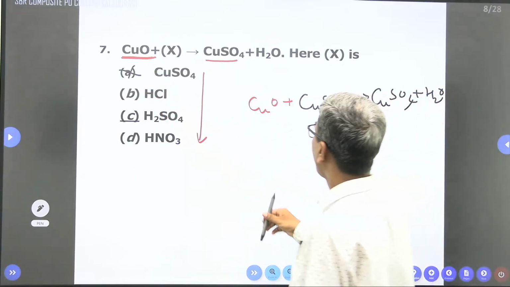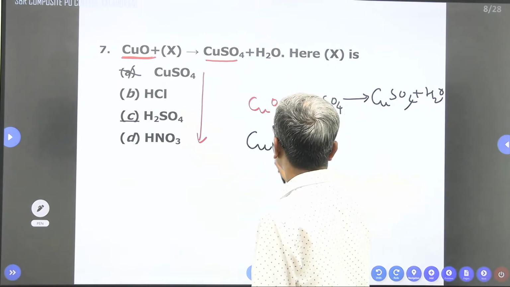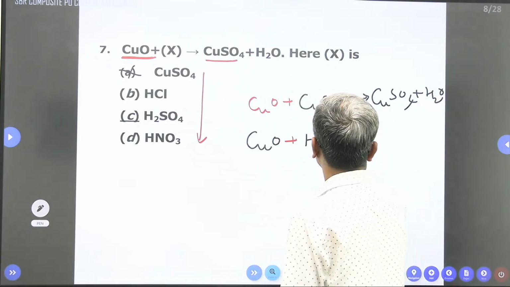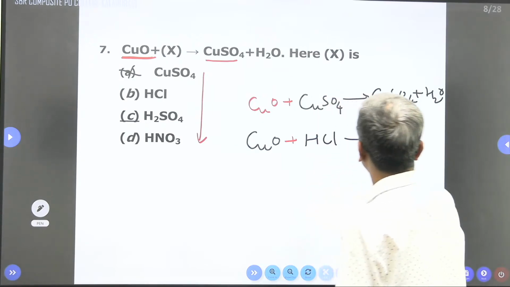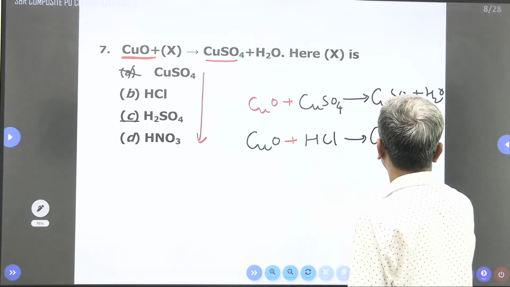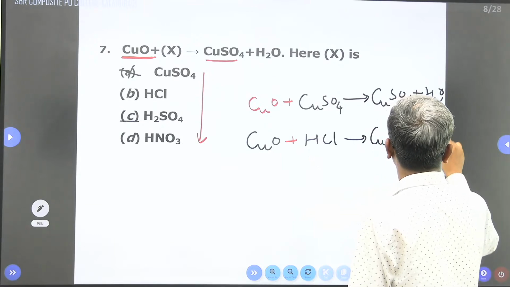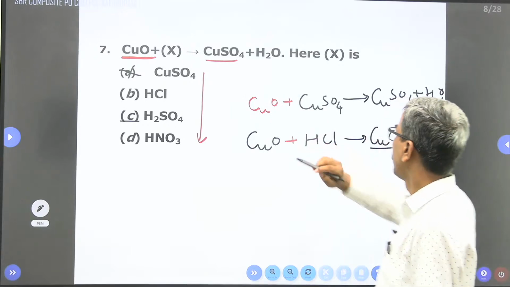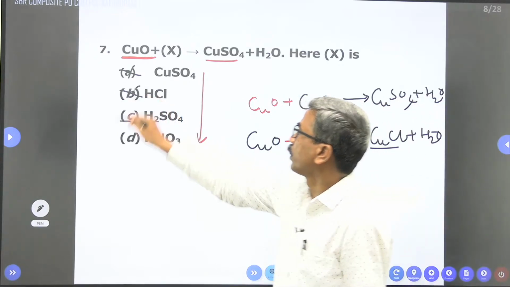Next, if I am reacting this copper oxide with HCl, what are we going to get? We will get CuCl2 plus H2O. But what is required here? Here we require copper sulfate. That's why with this it cannot give.